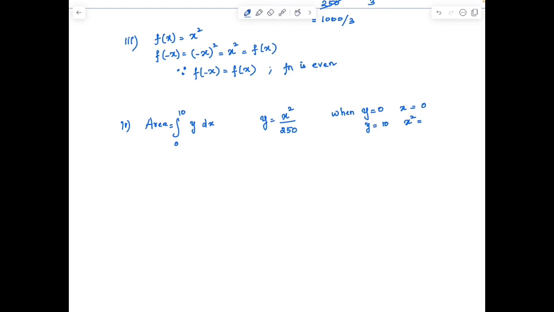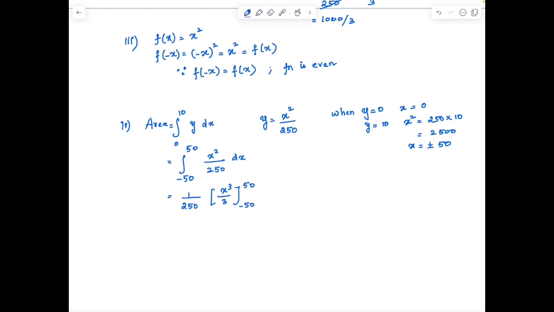x square is equal to 250 into 10, which is 2500. That is x is equal to plus or minus 50. So we take the limits minus 50 to plus 50. Integral minus 50 to plus 50 of x square by 250 dx, which is 1 by 250 times x cube by 3, limits minus 50 to plus 50.